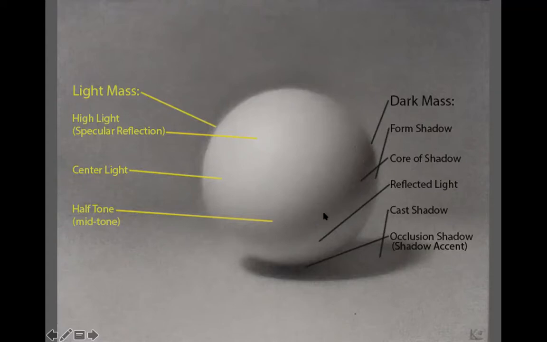And then in the shadow mass, we always have, either more clearly or less clearly observable, what's called the core of the shadow. You'll notice this relatively darker band of shadow, the core of the shadow, and then a lighter area within the shadow, which is called the reflected light. So we have core of the shadow, and we have reflected light.